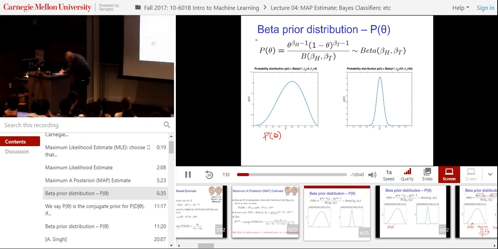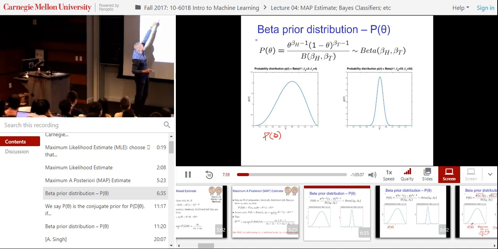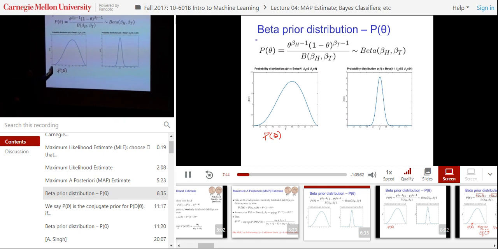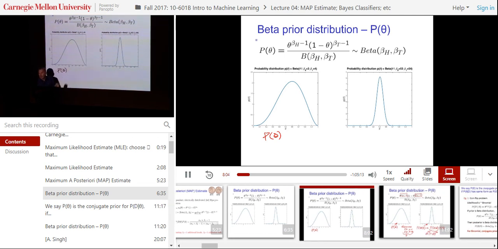I'll call this my P of theta. This is my prior on theta. And this is the probability of any given value of theta, which of course can range from 0 to 1. It's got to be a probability, so it's got to be between 0 and 1. And according to the beta distribution shown up there, in this particular plot I've chosen beta 0, or I could say beta tails, equals 3, and beta 1, or I could say beta heads, equals 4.